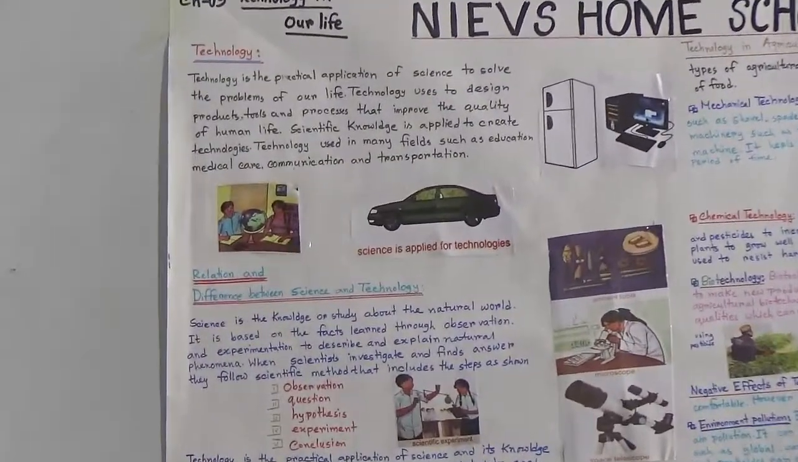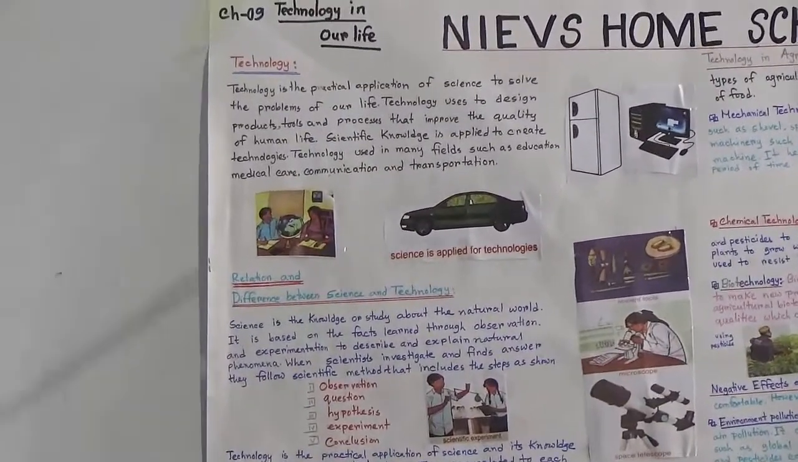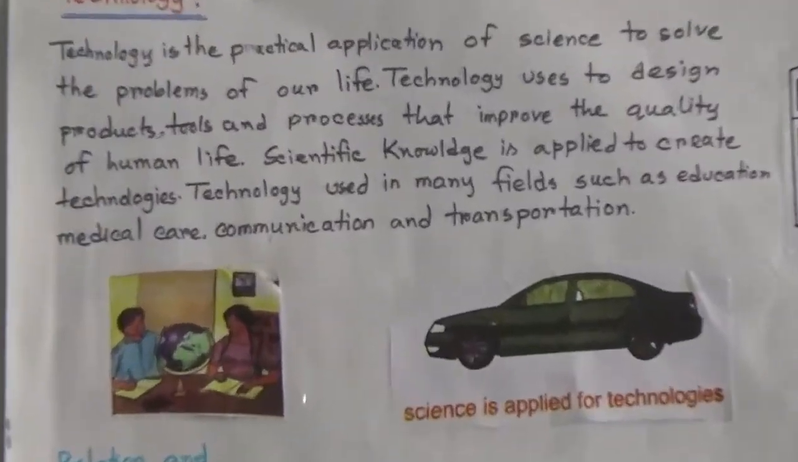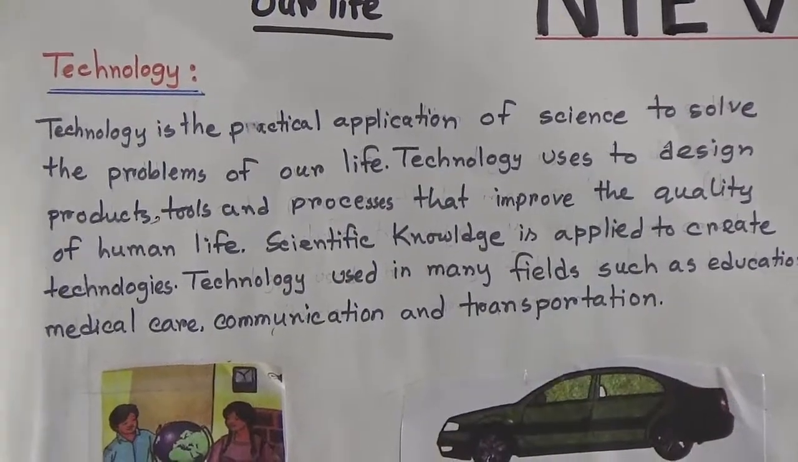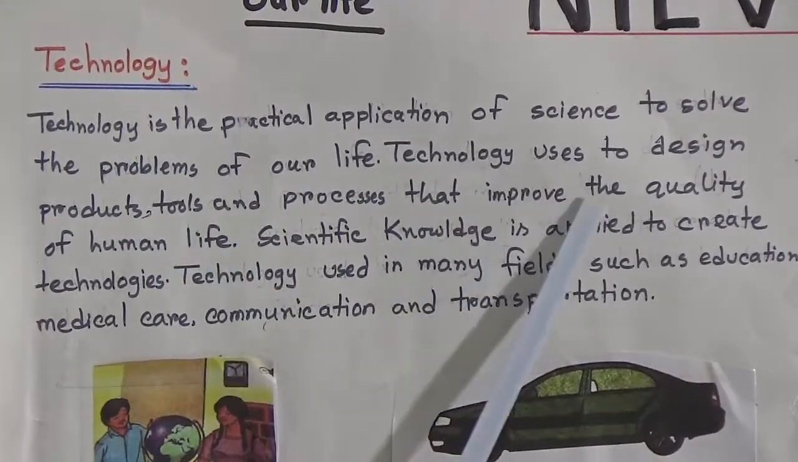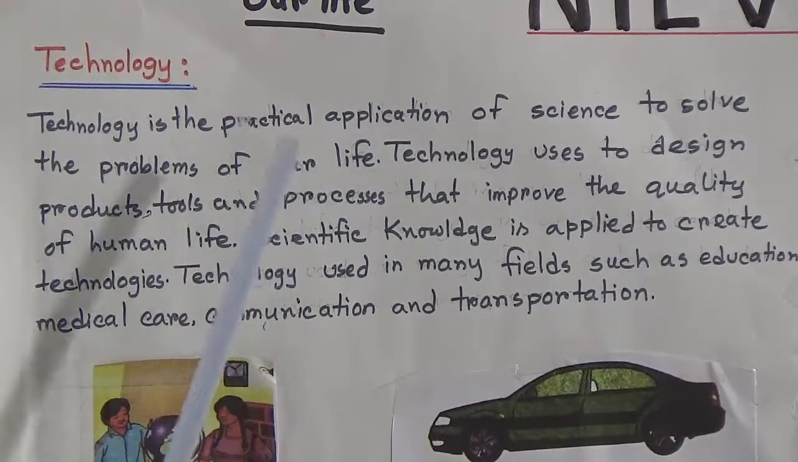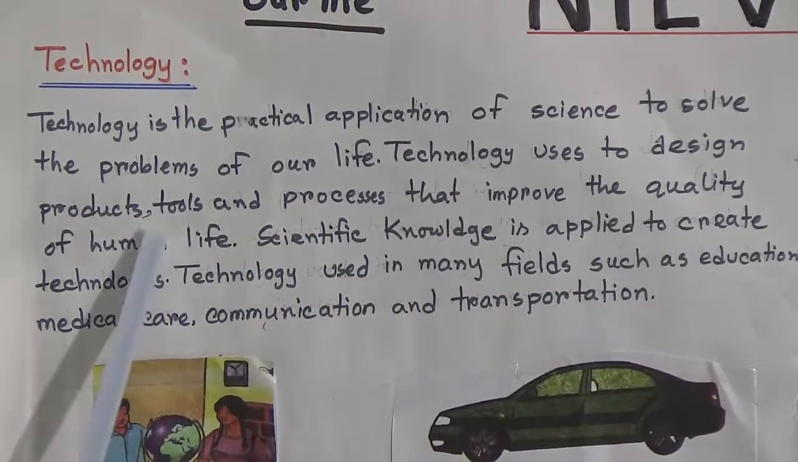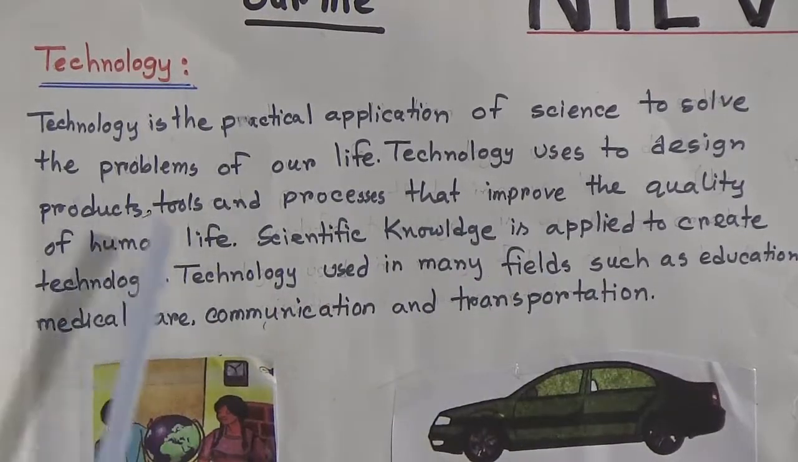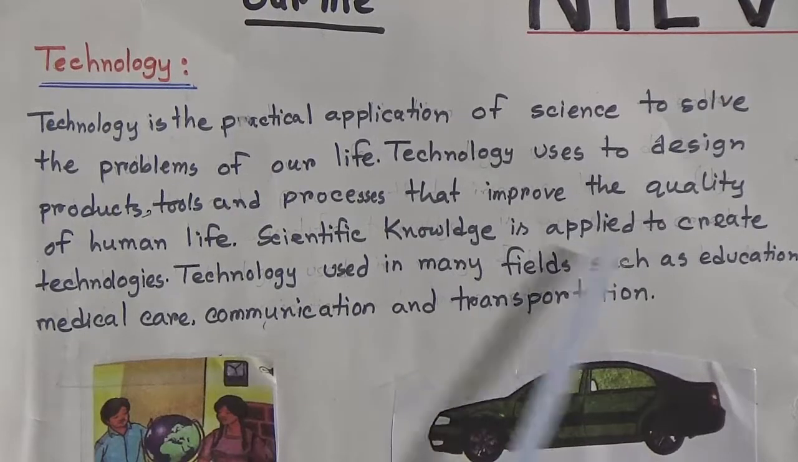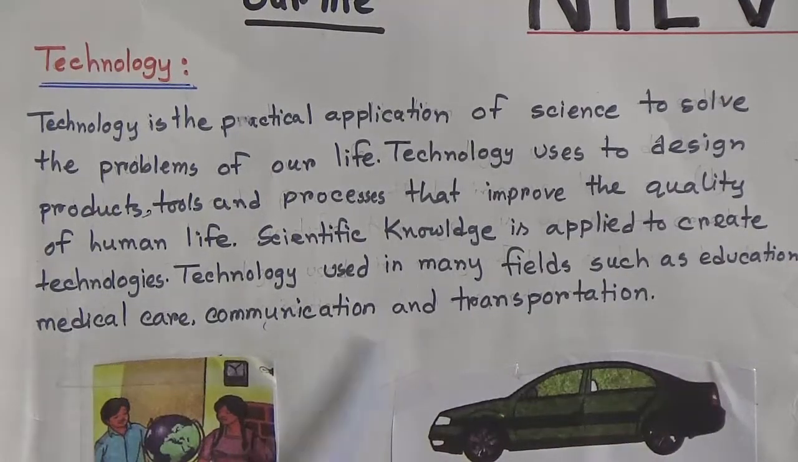So I have summarized the chapter for you in the chart. The first topic is technology. What is technology? Technology is a practical application of science to solve the problems of our life. Technology is used to design products, tools and processes that improve the quality of human life. Scientific knowledge is applied to create technologies. Technology is used in many fields such as education, medical care, communication and transportation.